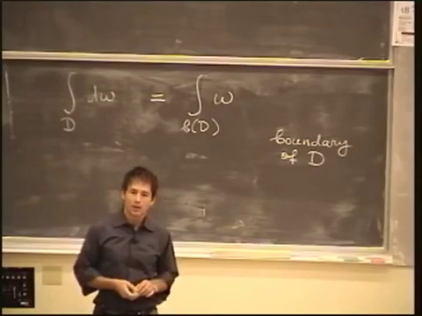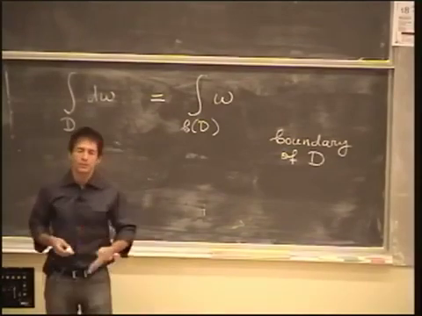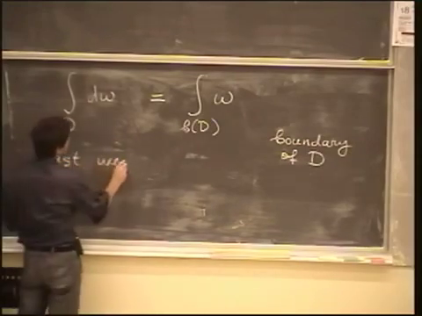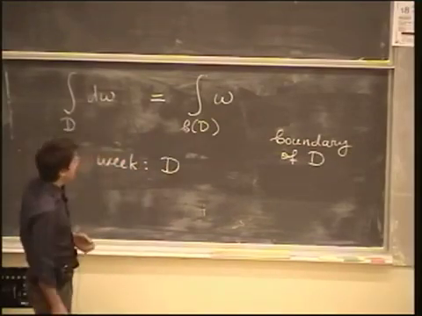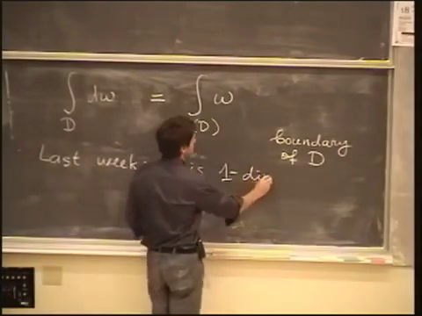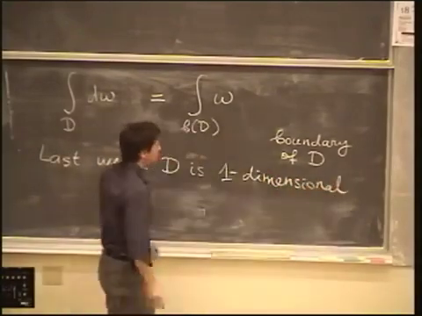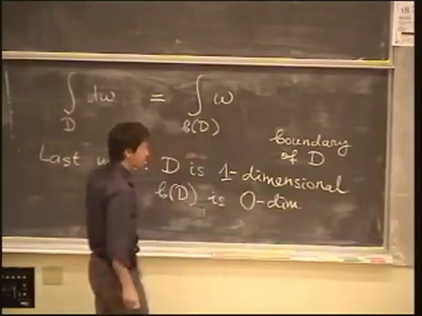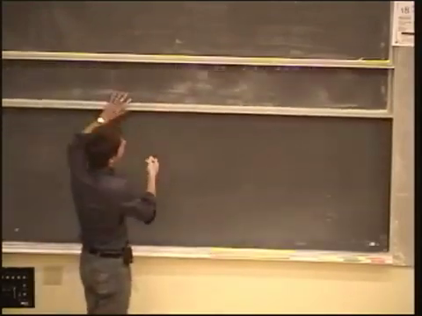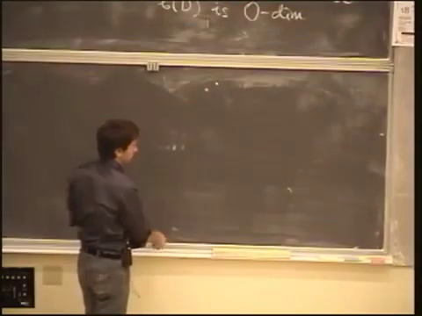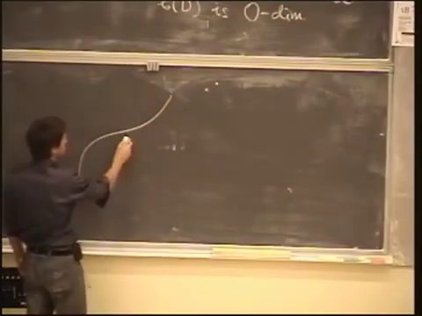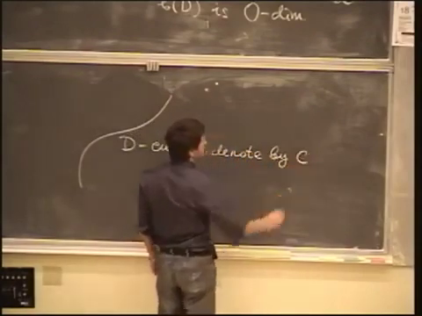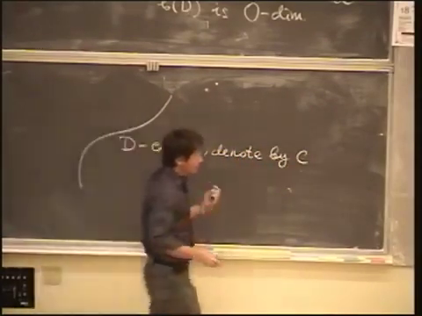Okay? And what we discussed last week was, in some sense, the simplest possible context of this. In this context, we took D to be one-dimensional. And so its boundary, the boundary of D, is zero-dimensional. It consists of two points. So here's the picture. Here is D. It's a curve in this case. And being a curve, we usually denote it by C, for curve. Okay? And the boundary has two points.